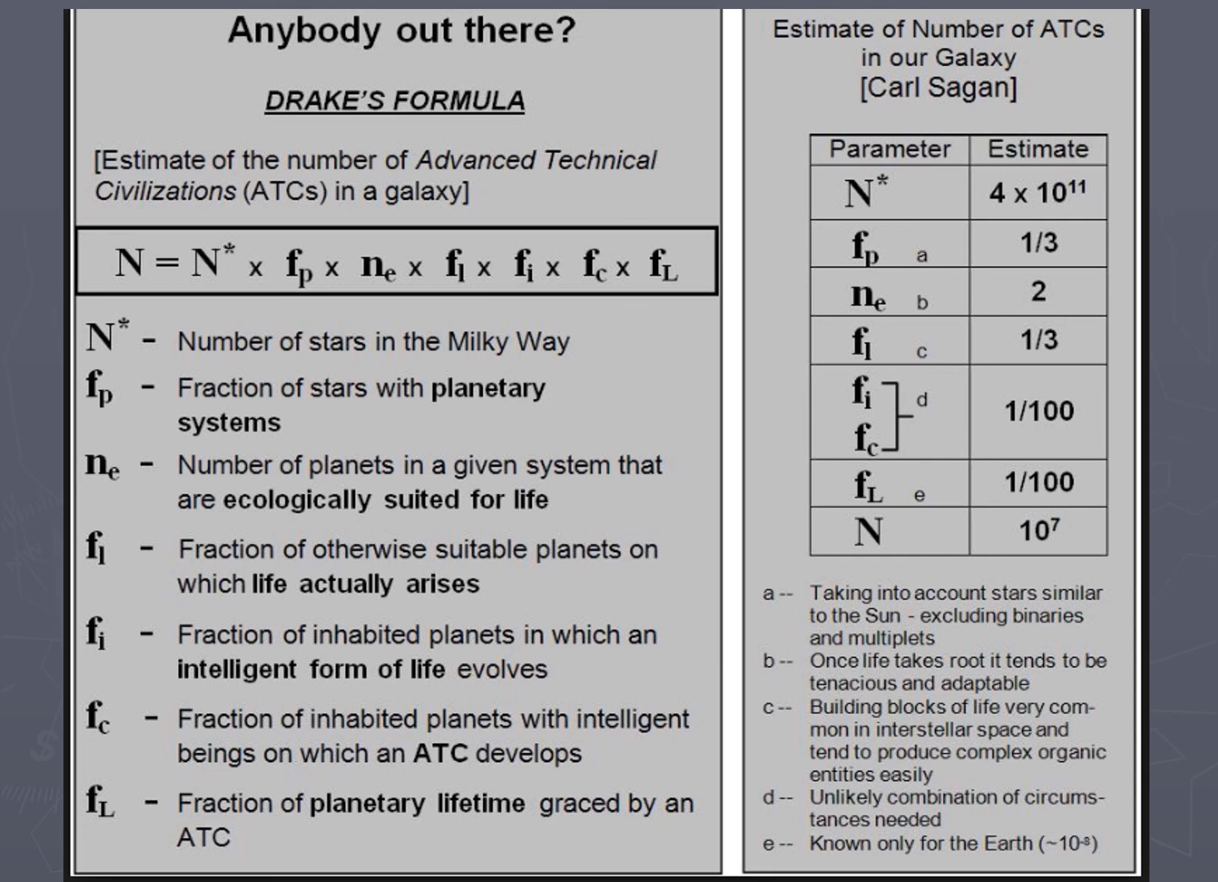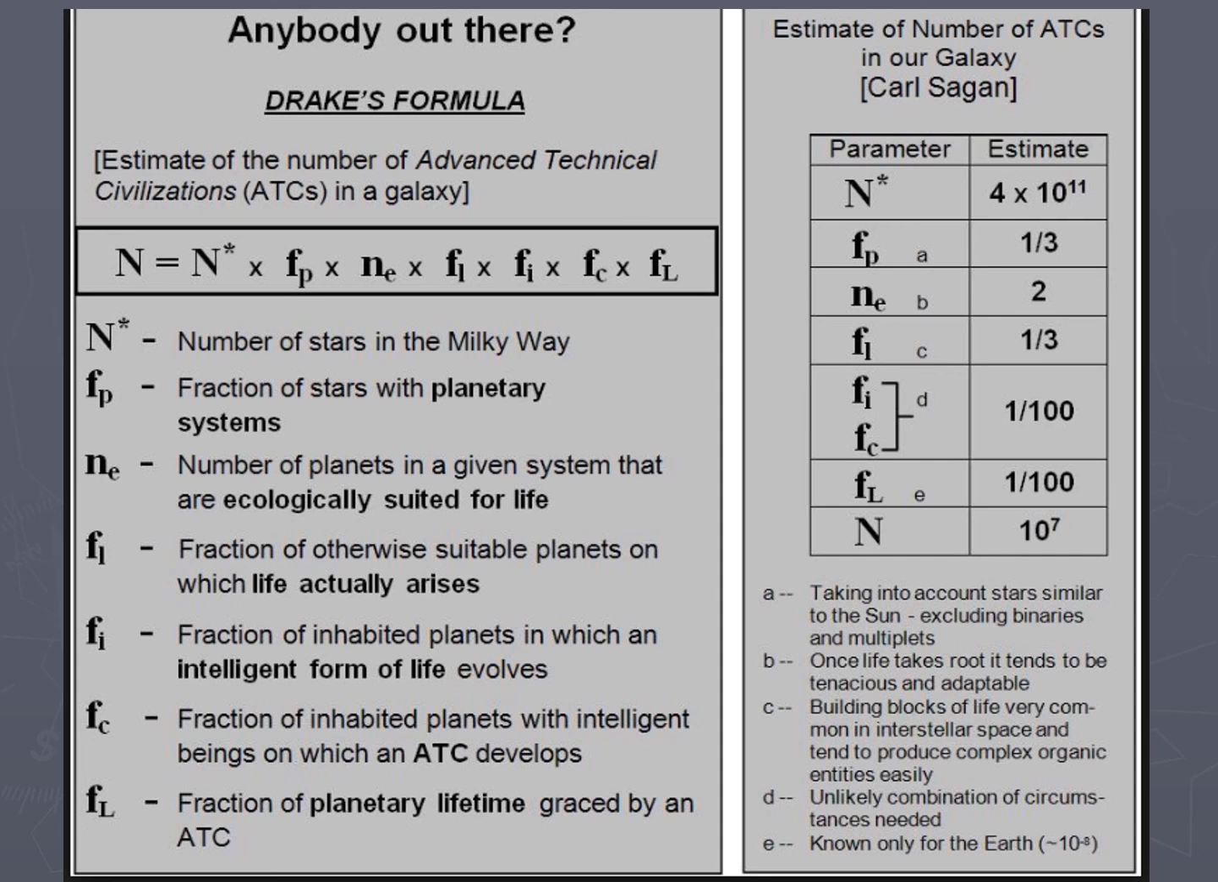FP, fraction of stars with planetary systems, 1/3. Okay. Maybe that's a little bit optimistic, maybe not. NE, number of planets in a given system that are ecologically suited for life. They're giving that a 2. Okay, that's pretty interesting. As of now, how many planets in our solar system have we found actual life on? And that answer is just 1, Earth. So that seems like an optimistic number to say 2.